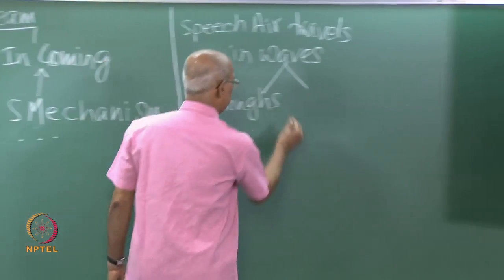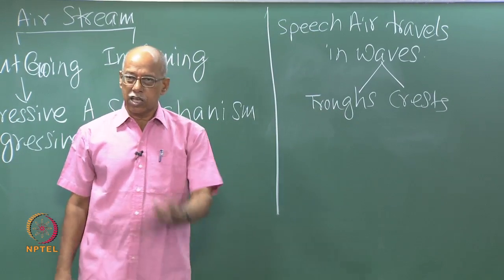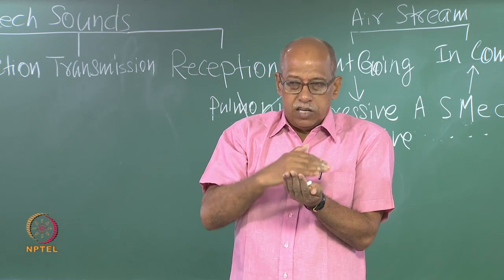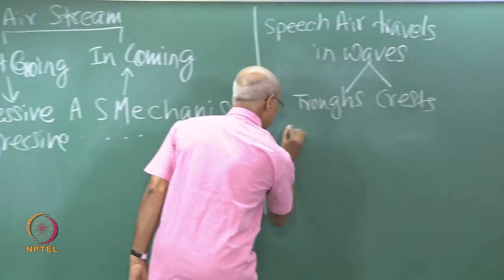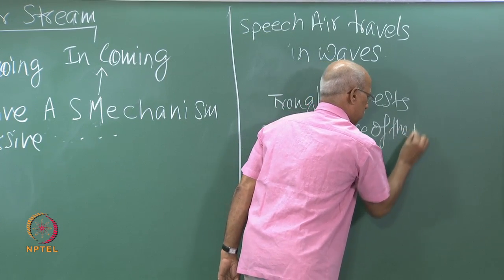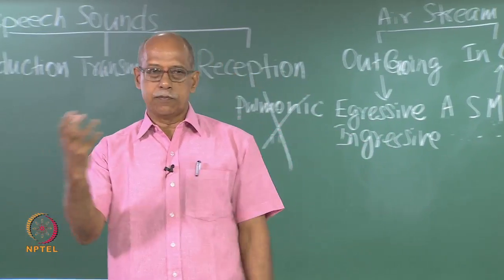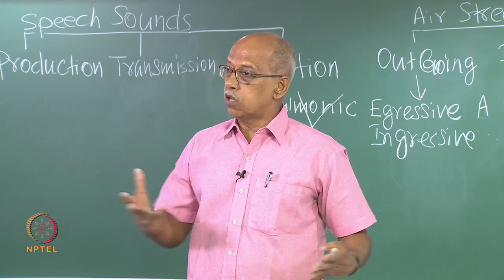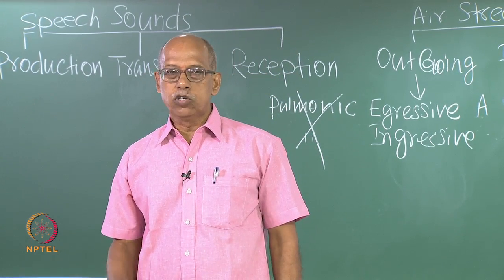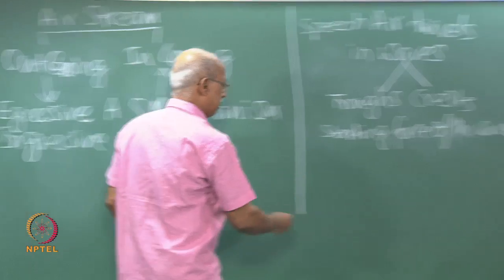Sorry, I should have written crests here. So waves are also produced with a kind of force. There can be a force which says maximum it will go there, and there will be a force which says it will start here. Let's write. A starting force of the wave. You can start it at 2 kilograms per inch, or you can start it at the level of 2 tons per inch. Now, 2 kilograms per inch will go maybe 20 meters, but 2 tons per inch will perhaps go to America. So all waves have two kinds of frequencies.